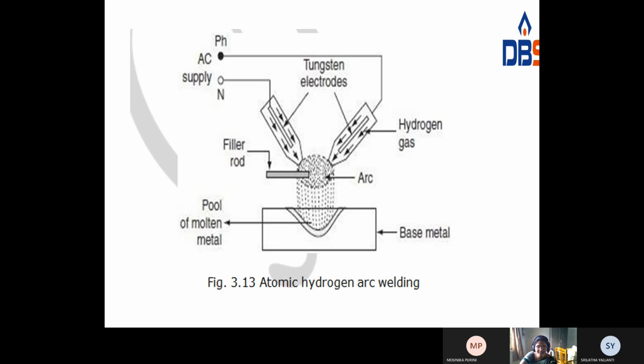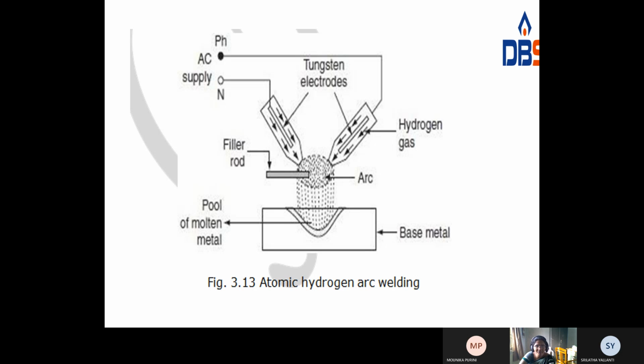See here, this is the process. This is the filler rod, and this is the hydrogen gas. This is one electrode and this is another electrode. Two tungsten electrodes are placed in hydrogen gas. Here you have to weld this portion, so here you place the filler rod. Whenever the filler rod is melted, you can fill the base metal which is to be welded.